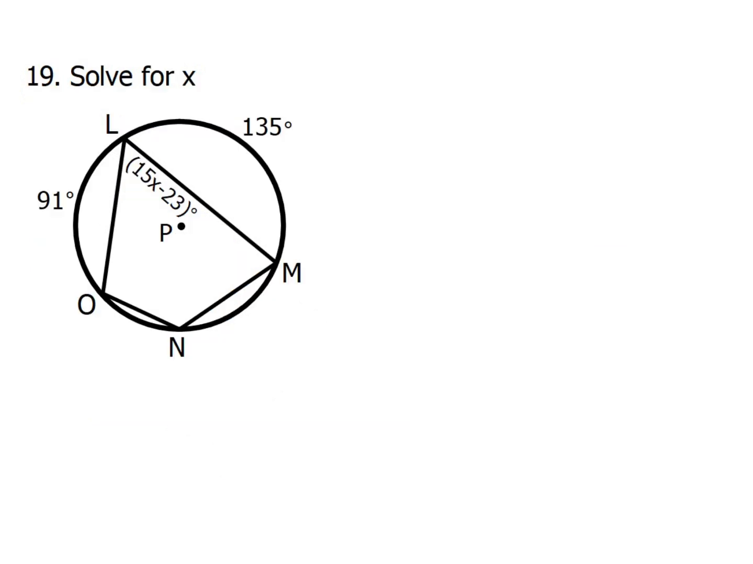The second way to do this is really to ignore the fact that it's a quadrilateral. These segments over here are not really affecting the measure of angle L and being able to find x. So I'm going to focus on this arc here, on finding that measure, because it has a relationship with the measure of angle L. I'm going to take the 360 degrees and subtract the 135 and the 91. And when I do that, I get 134 degrees.